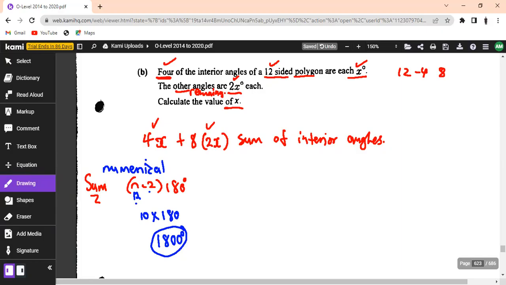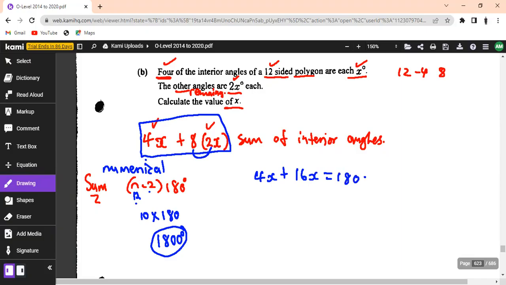So it means if we add these two that we obtained here, that is 4x plus 8x times 2, which is 16x, we must obtain the sum of 1,800. That is what it means. So it's now back to your normal equations. It's you and your equations, guys. So you can add 4 plus 16, which is 20x, is equal to 1,800.